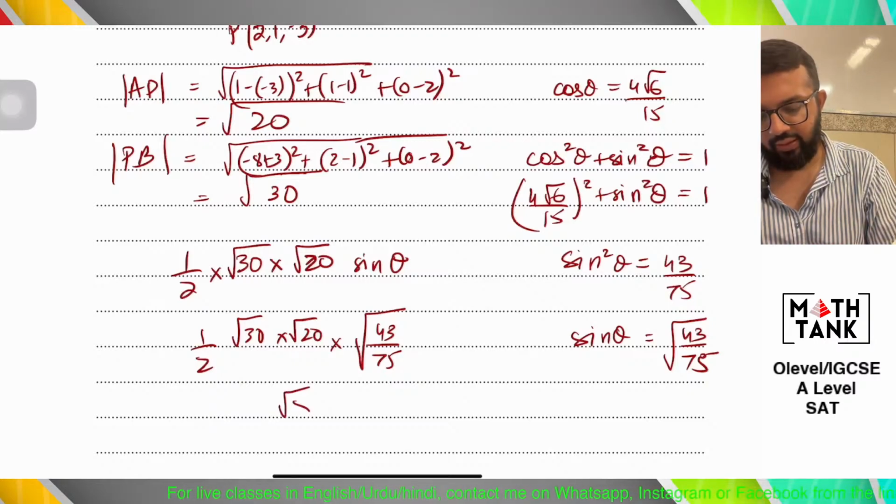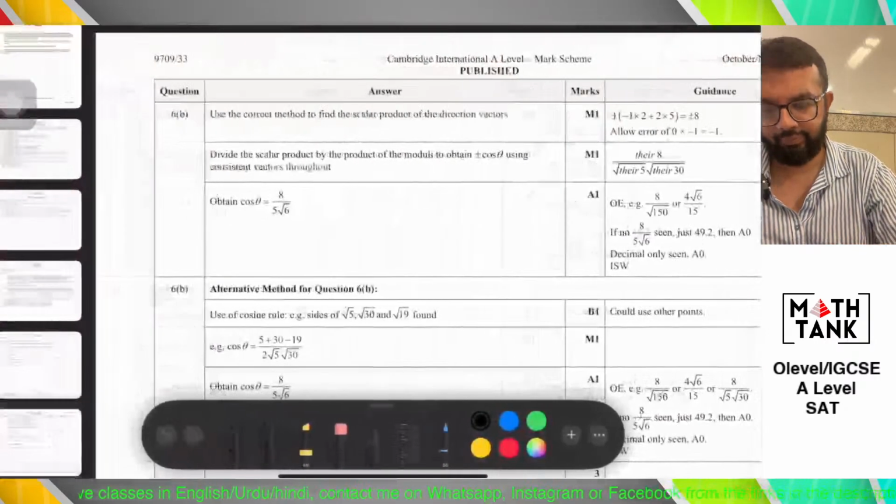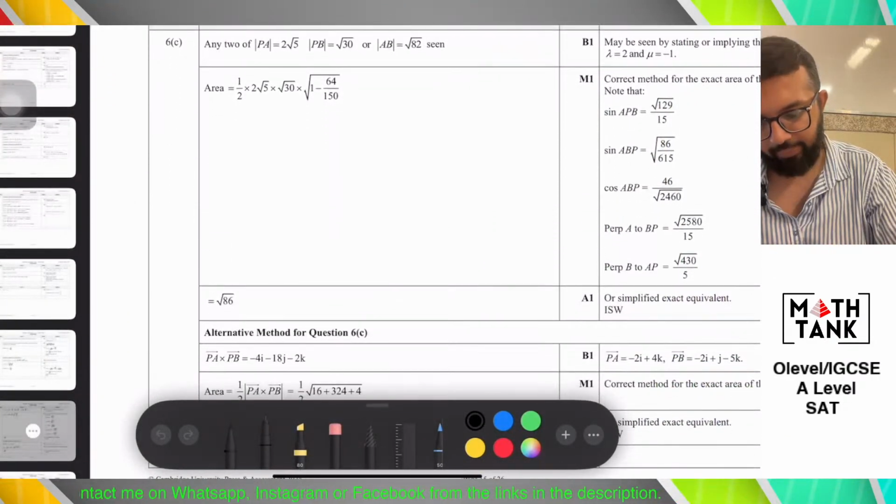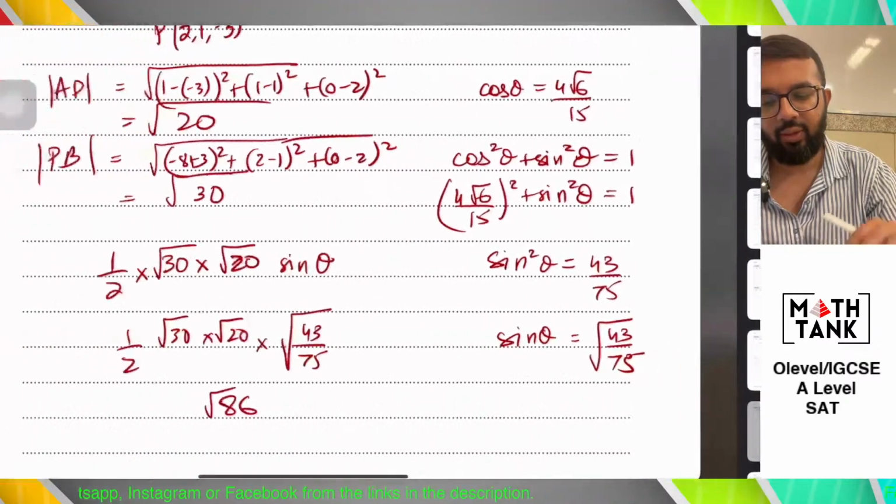Give me root of 86. Yep, correct answer. Okay.